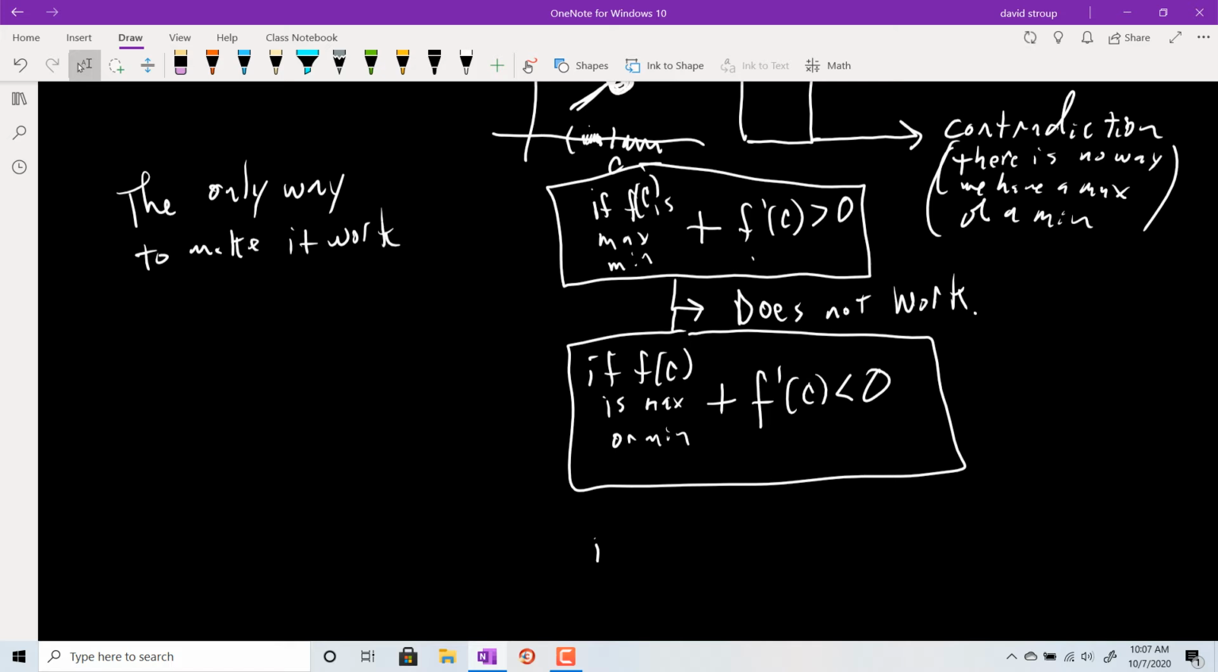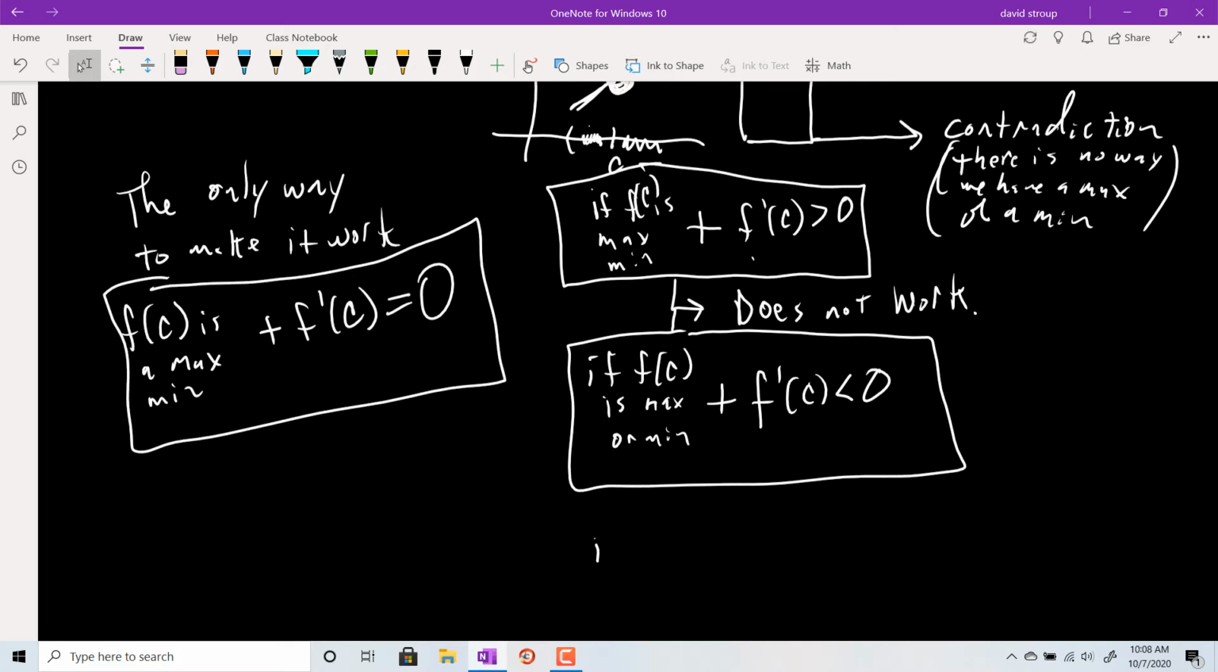in other words, if f of c is a max or min, and f prime of c exists, the only way to make this work is when f prime of c is equal to 0. Okay, and that will then imply that it's a critical number, because those are the only two possibilities for critical numbers. So if f is defined and f prime of c is equal to 0, then it's a critical number. Okay, so hopefully that wasn't too crazy.